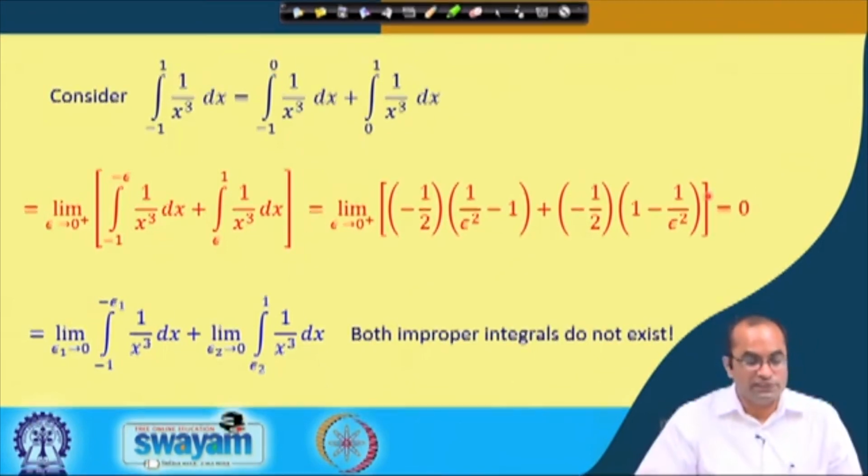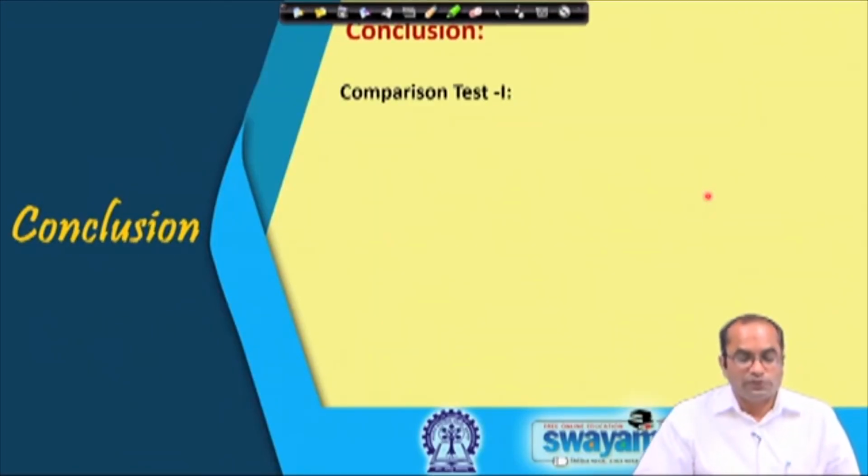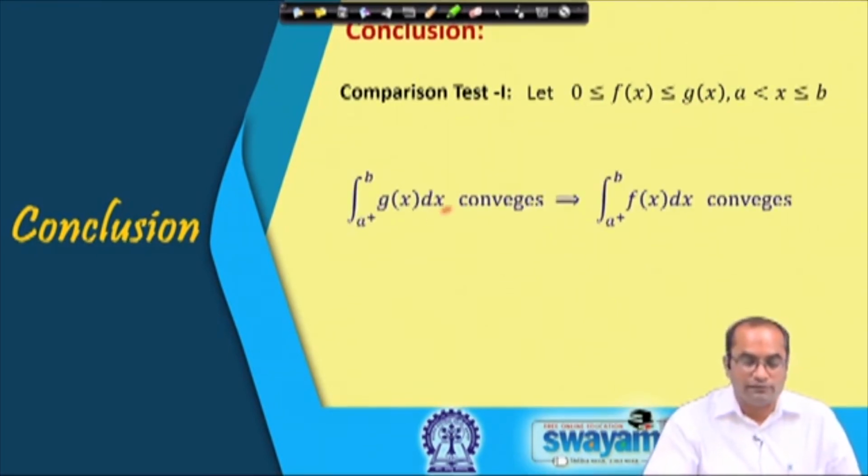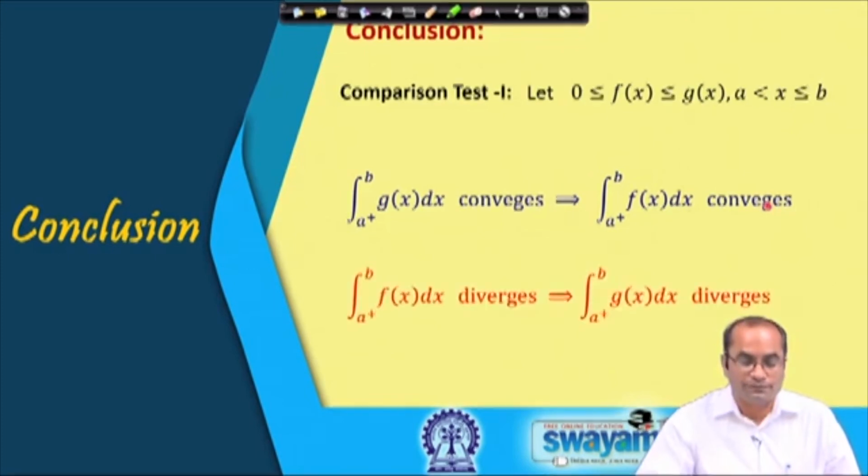So, coming to the conclusion, we have these two important comparison tests. The first is where we take f(x) greater than 0 and g(x) greater than or equal to f(x), and then we notice that if the bigger one, g, converges, the smaller one will also converge. The other way around, if the smaller one diverges, we can conclude that the larger one will also diverge.